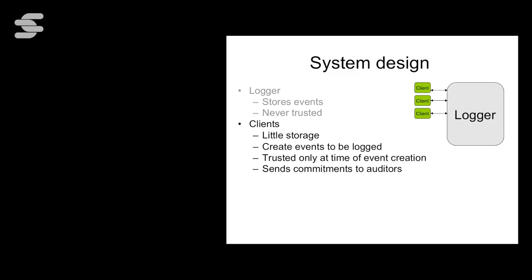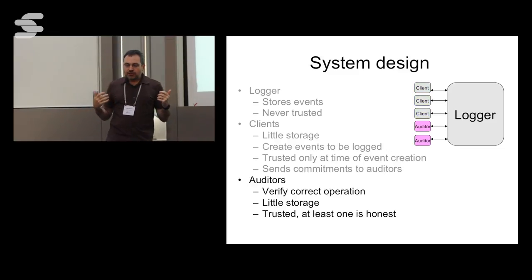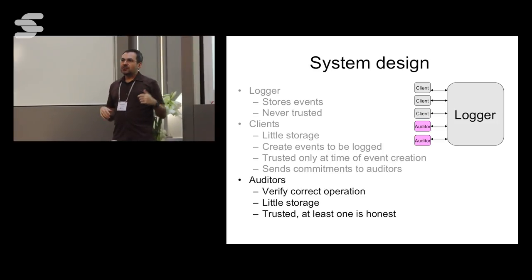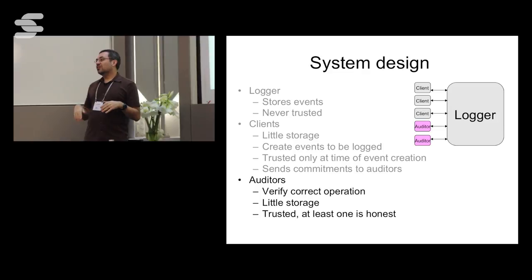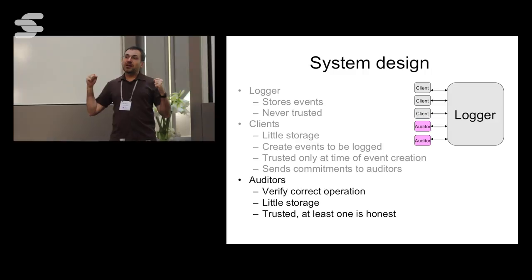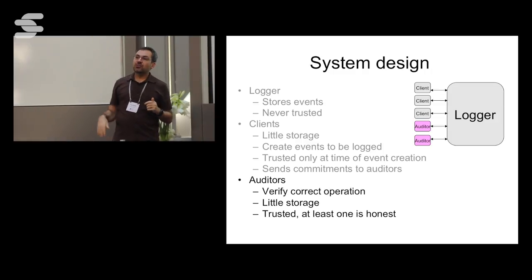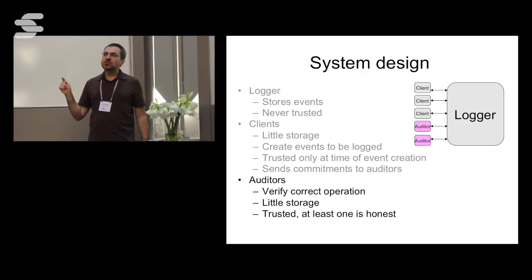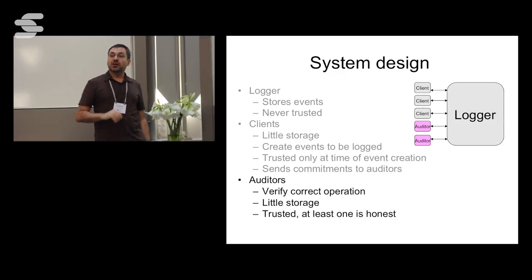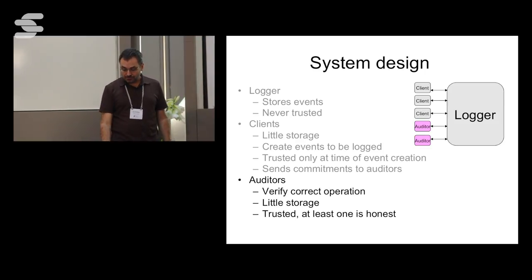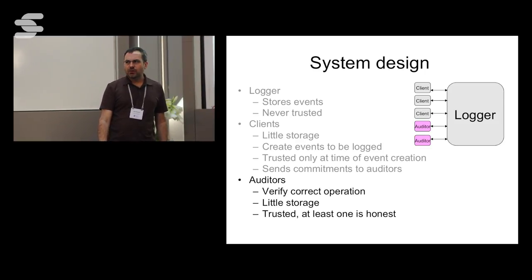And then we're going to invent a third kind of party we're going to call an auditor. The auditor's job is to verify that the system is correct, and the clients will sort of leak them information that says, by the way, I just did something. And that gives the auditors enough information to look back over this history and make sure that the history isn't changing. And if at least one auditor is behaving correctly, then we will hopefully be able to detect tampering. Again, I can't prevent tampering. I want to be able to detect it. That's my goal. Make sense so far?